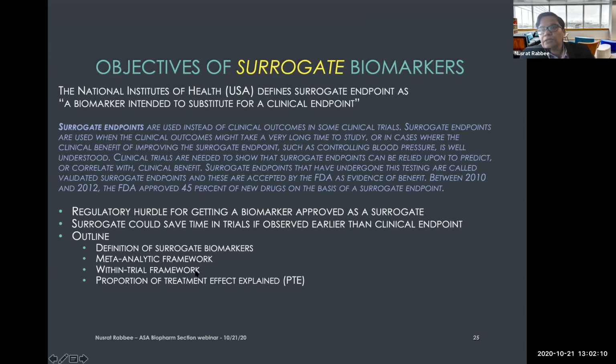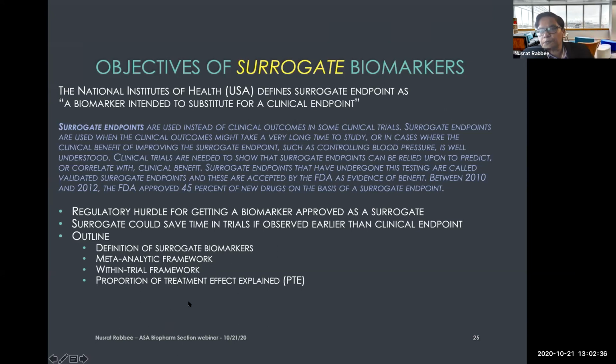There are two frameworks: the meta-analytic, which means it takes several trials and looks at them across the trials to see if, for example, progression-free survival correlates with overall survival. The other one is within trial. So within trial, you have subject level data, and you want to see if the two endpoints, or the endpoint and the biomarker, are correlated.